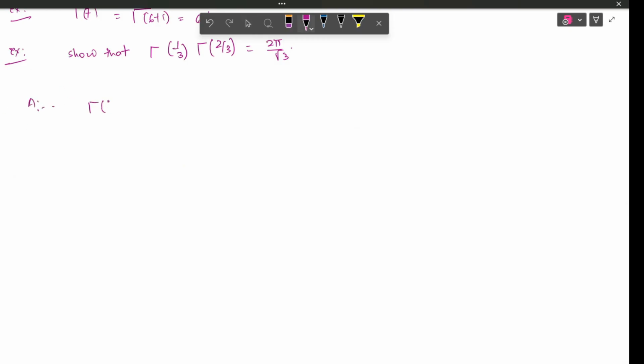Gamma of 1 by 3 and gamma of 2 by 3, we can write it as 1 minus 1 by 3. And we know that gamma of n into gamma of 1 minus n is pi by sine n pi, where n is 1 by 3. So it would be pi by sine n pi, that is sine of pi by 3. And sine of pi by 3 is root 3 by 2. So it would be 2 pi by root 3. Hence it is proved.